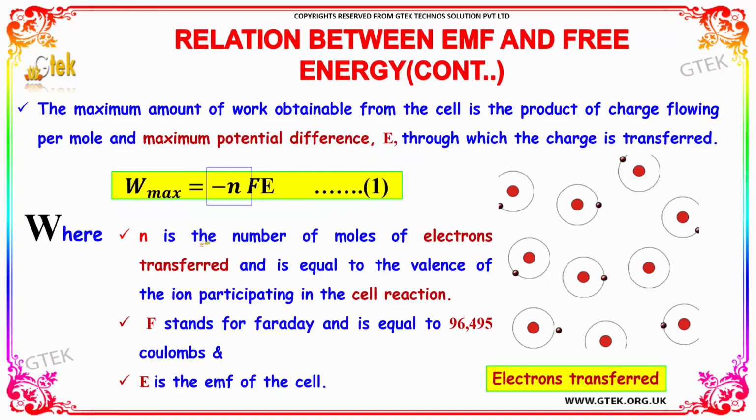Over here, this n is indicating the number of moles of electrons transferred and is said to be equal to the valence of the ion participating in the cell reaction, and this F stands for Faraday and is equal to 96,495 coulombs. And finally, this E is indicating the EMF, that is the electromotive force of the cell. And you can also see here how the electrons are getting transferred. So this is the depiction over here.